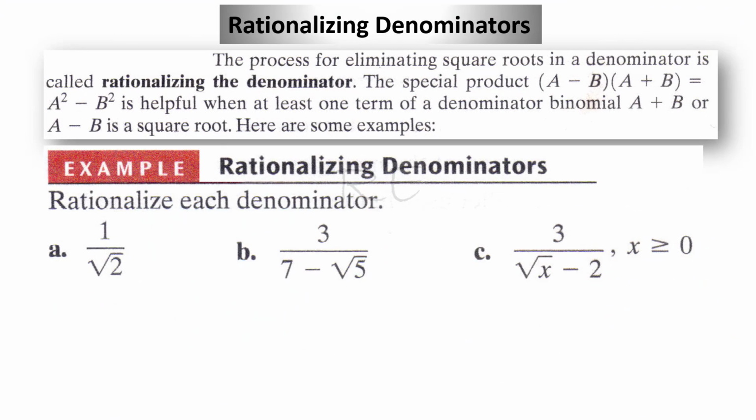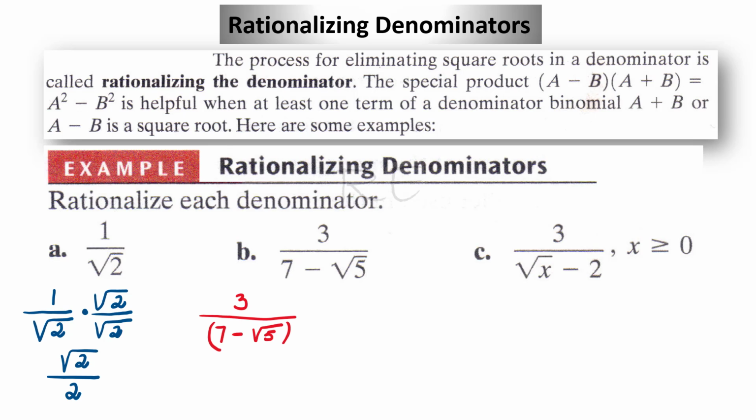To rationalize 1 over square root of 2, we're going to multiply the fraction by square root of 2 over square root of 2, which is really 1. Then the denominator will be rationalized. The numerator stays square root of 2. The denominator becomes square root of 4, which is 2.